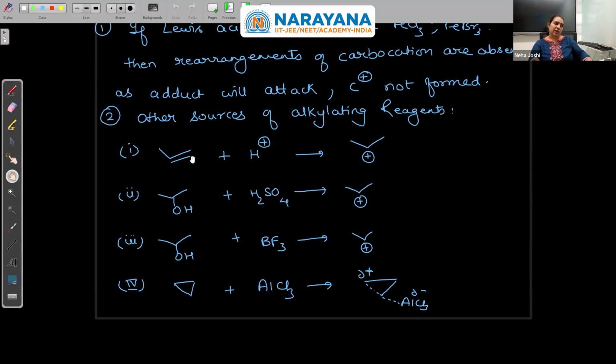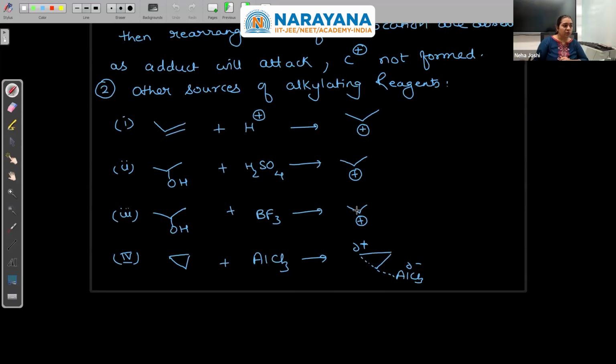Other sources: alkenes with H+ can give a carbocation, alcohol with H2SO4, alcohol with BF3. But mind it, alcohol with BF3 forms a full carbocation. But if I have RX plus BF3, then it is not a full carbocation. You will have the adduct only. With alkyl halides, it forms an adduct. With alcohol, because of the high bond dissociation energy of boron-oxygen, it forms a complete carbocation. Cyclopropane can also be attacked by adduct formation, not a full carbocation.